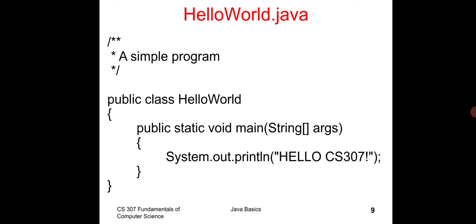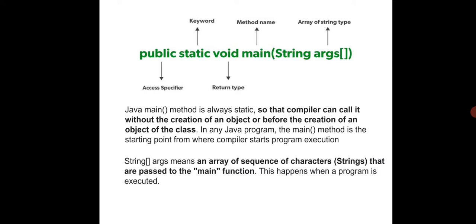What is the purpose of the square bracket? The square bracket indicates arrays. That's why we define the arguments as an array. Then System.out.println. The purpose of System.out.println is to print the value, so it is going to print the value as CSE 307. It is a simple Java program we can execute by using the Java virtual machine.